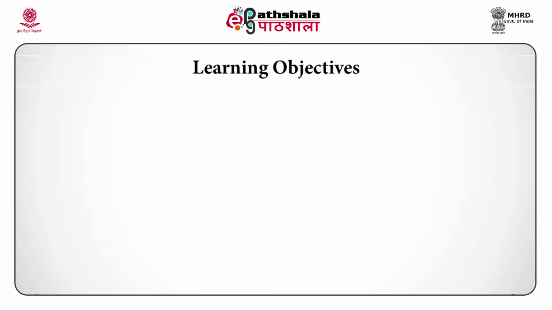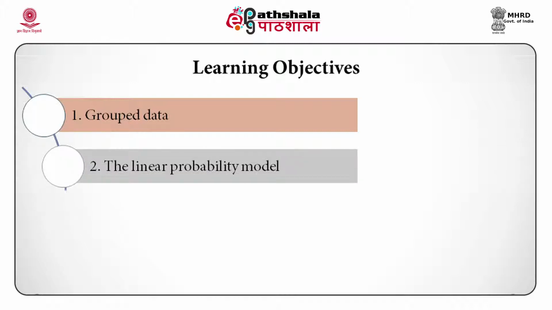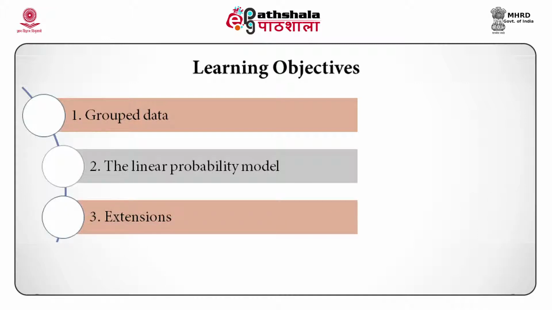Learning objectives for this module. First, we shall introduce the setting of grouped binary data. Next, we shall introduce the simplest model for this setting, which is the linear probability model. We will next move on to extensions, notably the Logit and the Probit in the case of grouped data, though of course there may be other links, and we shall motivate this using a binary choice approach.